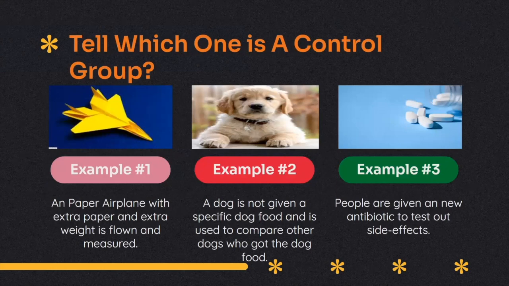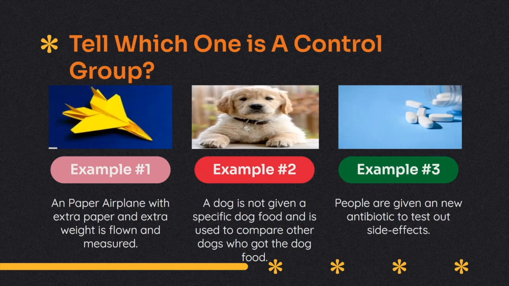Now we're going to have a small check for understanding. We're going to tell which one is a control group. Example 1 is a paper airplane with extra paper and extra weight that is flown and measured. Example 2 is a dog that is not given a specific dog food and is used to compare it to other dogs who are given the specific dog food. The next example is people given a new antibiotic to test out side effects.